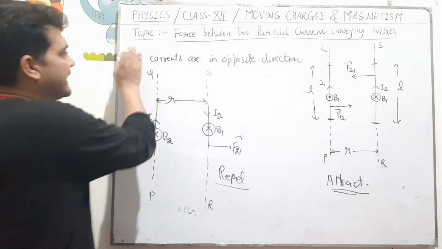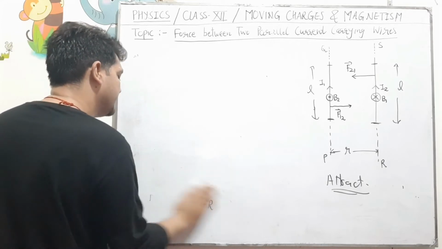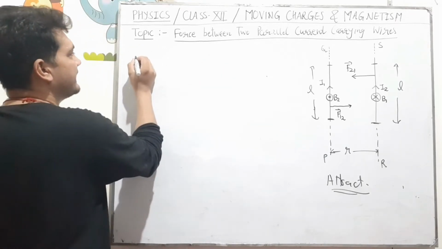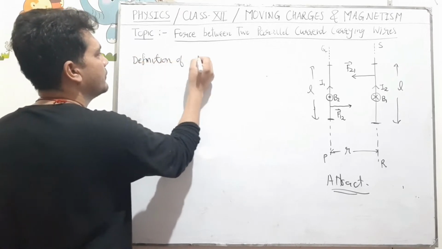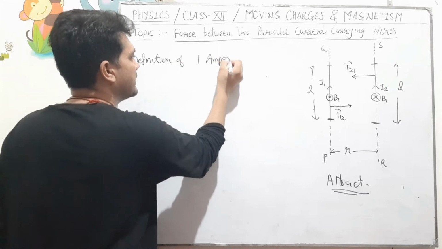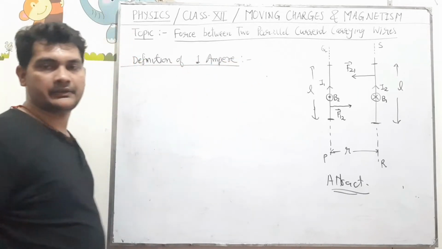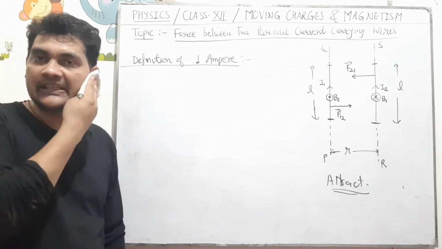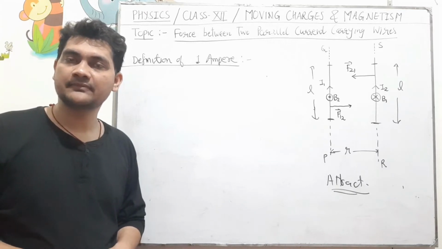Now we have one more thing, and that is very important. We can find the definition of 1 ampere. Definition of 1 ampere. Dear students, ampere is one of the 7 fundamental units in physics. There are 7 fundamental units.